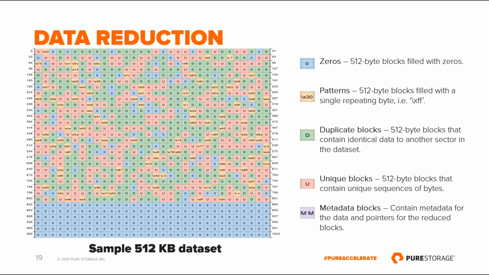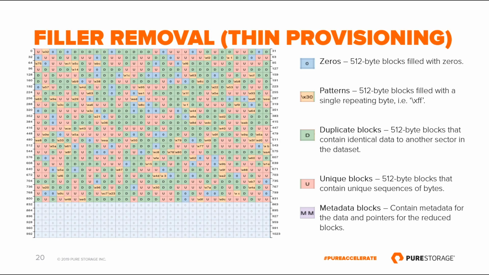So we have a 512K sample data set filled with different types of data. The first thing we'll do when the FlashArray receives this is lop off the end of the data set if it's filled with a bunch of zeros.